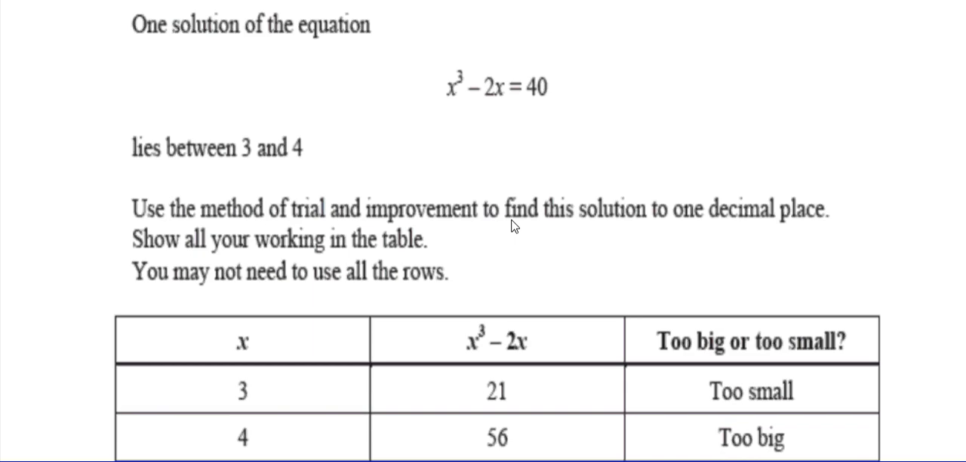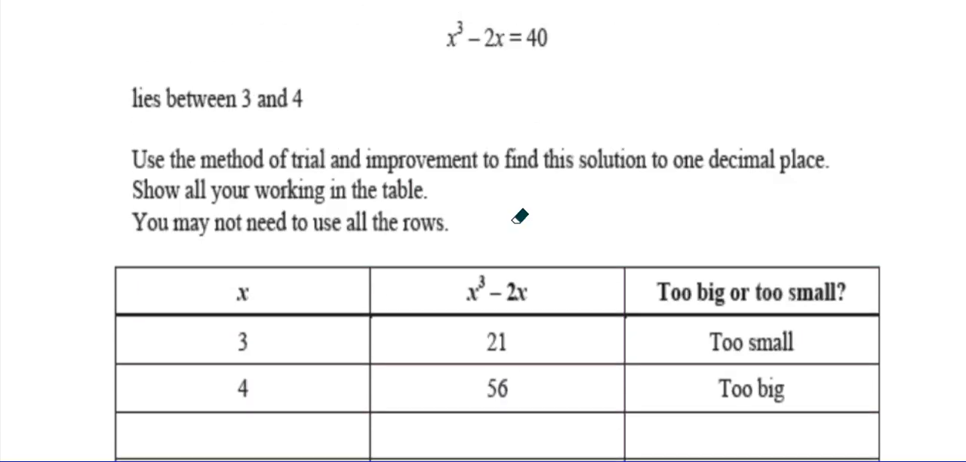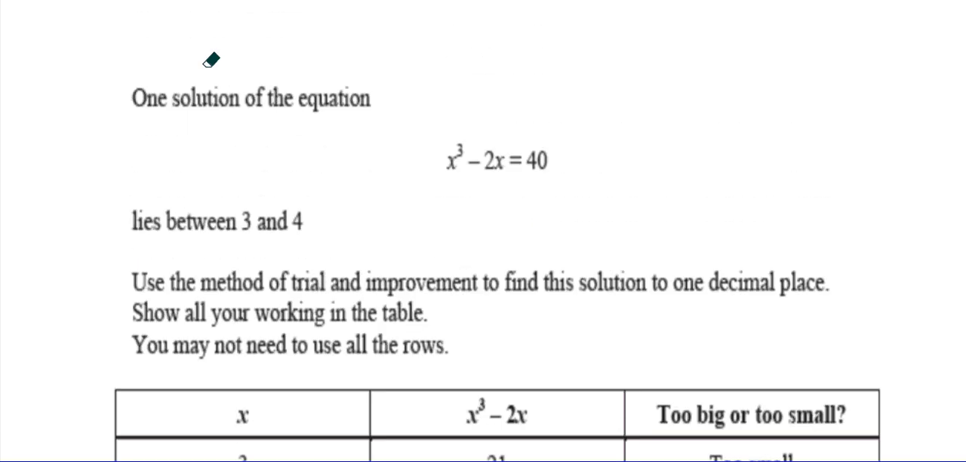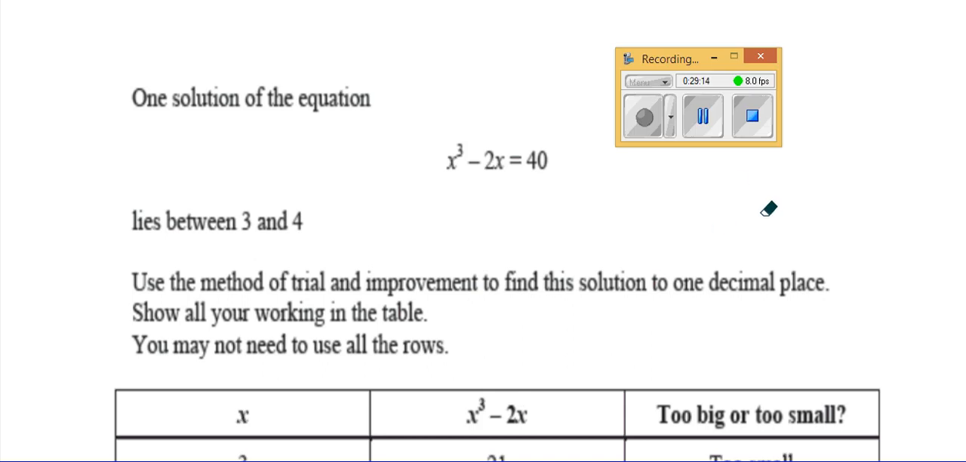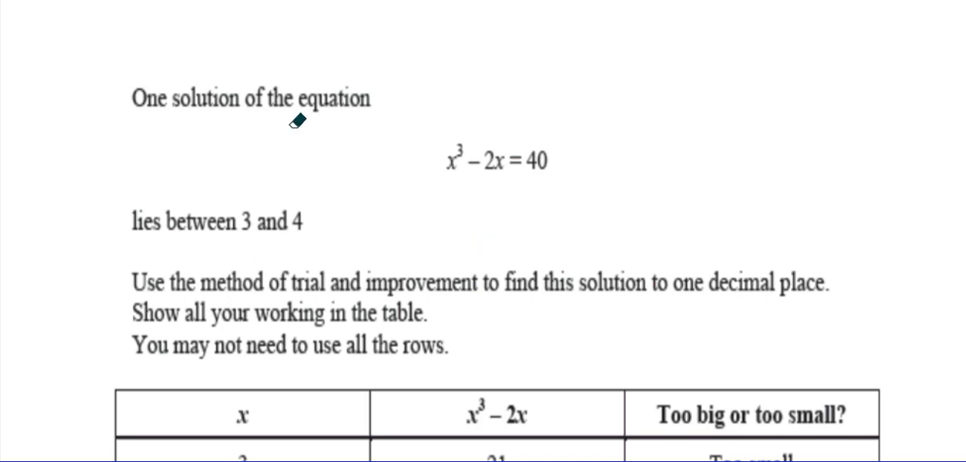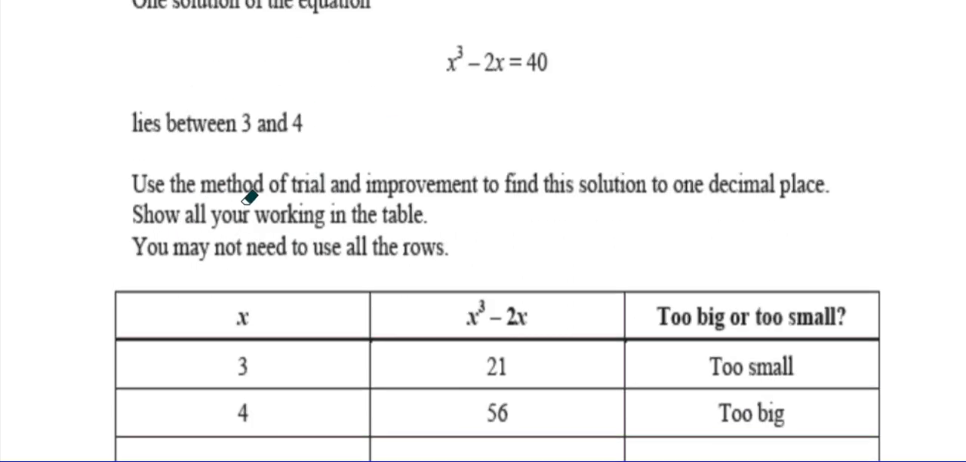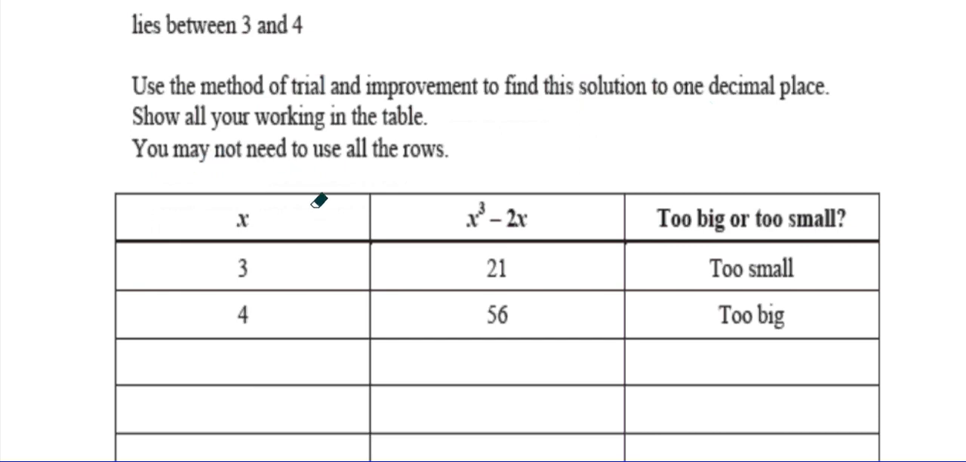Okay, this is a trial and improvement question. Here we are looking for the value of x, which when raised by 3 minus 2x, the answer is 40. Let me check how many minutes have gone. We have just gone by 29 minutes. One solution of the equation lies between 3 and 4. Use the method of trial and improvement to find this solution to one decimal place. Show all your working in the table. You may not need to use all the rows.